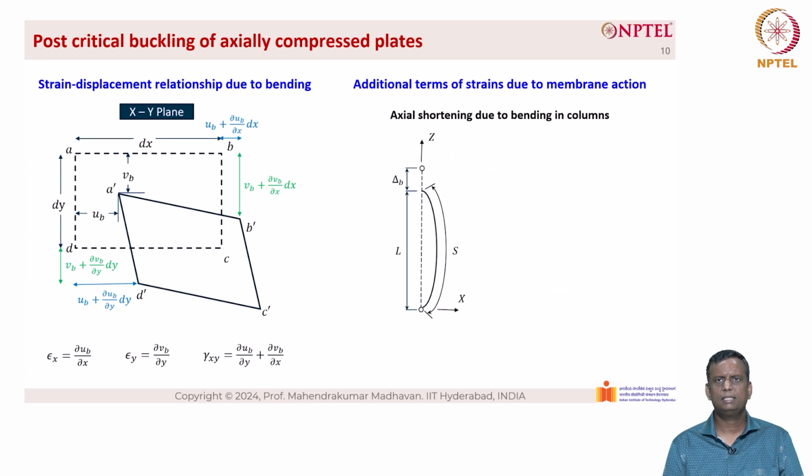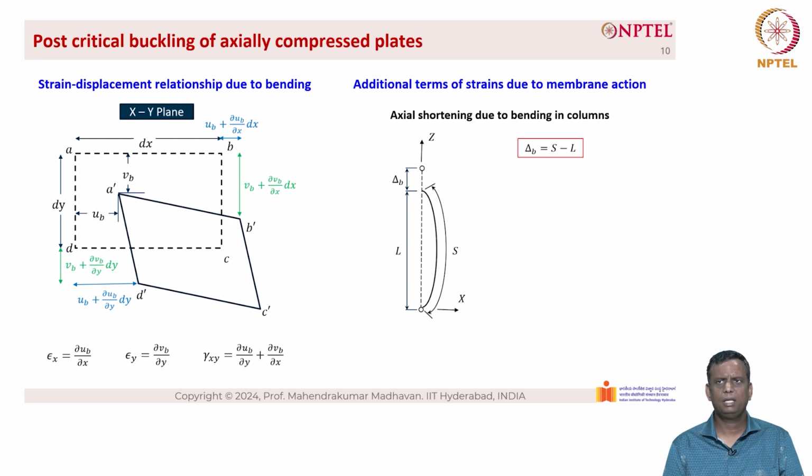Now, let us understand what we have described in the previous classes. Due to axial shortening of bending in columns, as you can see, when the columns are subjected to axial load, they actually go through a small displacement before they buckle. And this displacement here is described as delta sub b, and the length of the column reduces a little bit here. And then there is the S, which is basically the total length of the column that includes the curvature.